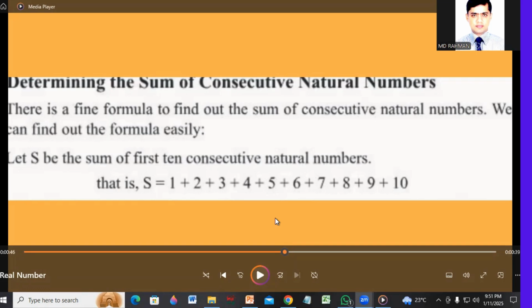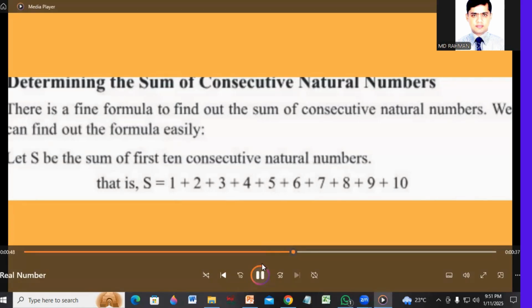Then we have learned the math example, and now we are learning consecutive numbers, right? Consecutive numbers are numbers where there is no gap. From the starting point to the ending point, all the numbers will be written gradually, one by one. There will be no gap. This is consecutive numbers, natural numbers.